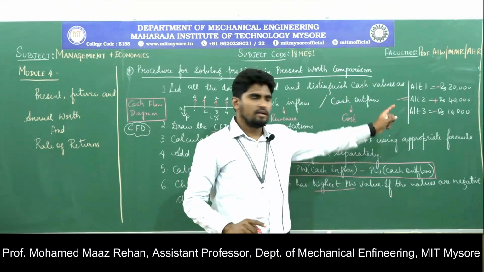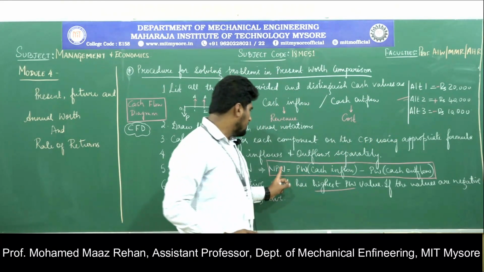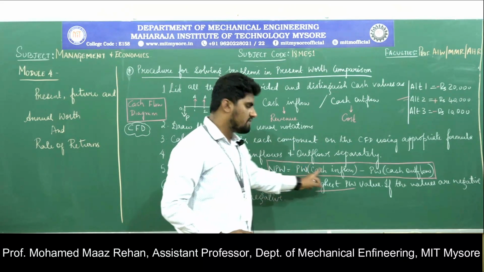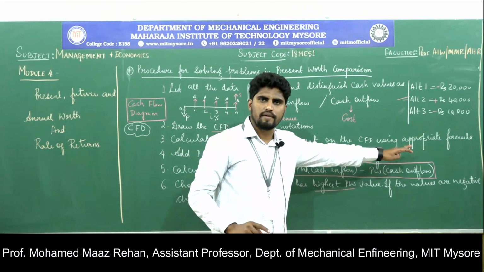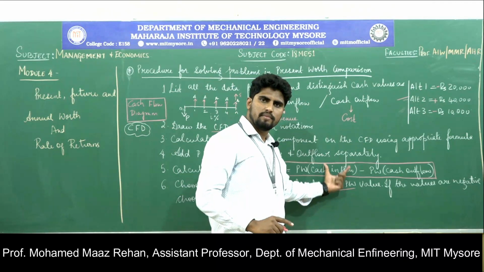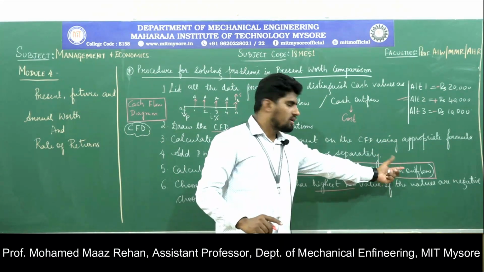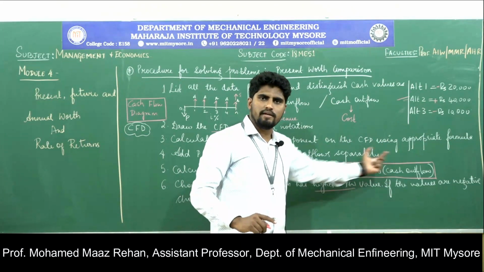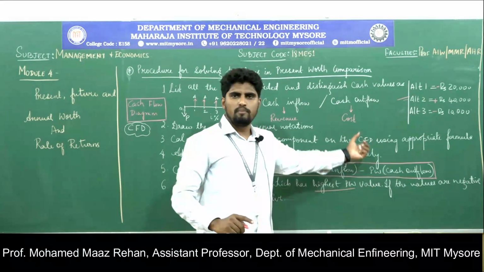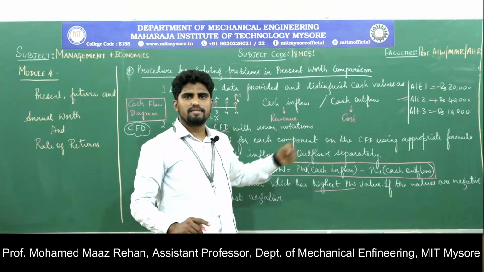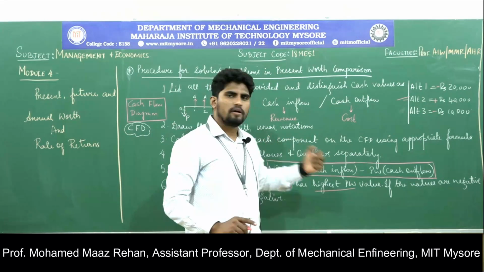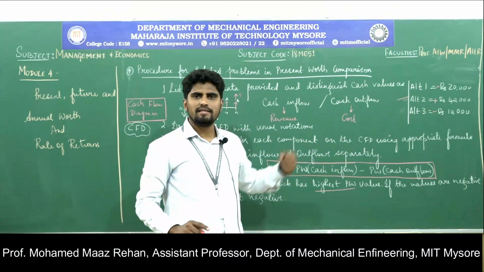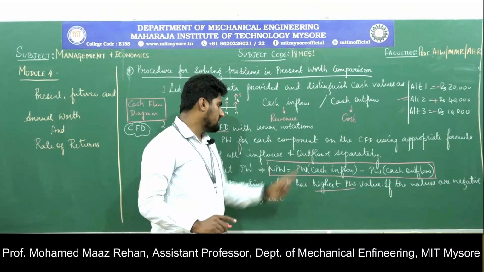You got it? So you have to understand that the net present worth is nothing but the present worth of cash inflow minus the present worth of cash outflow. Inflow is nothing but revenue, outflow is nothing but cost. Revenue minus cost gives the profit. You are going to select the one having the highest profit, or the one having the least loss. Correct? That is one thing.